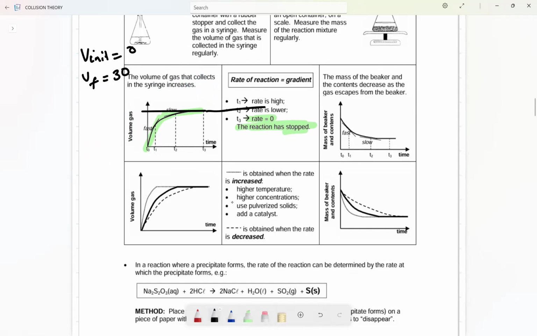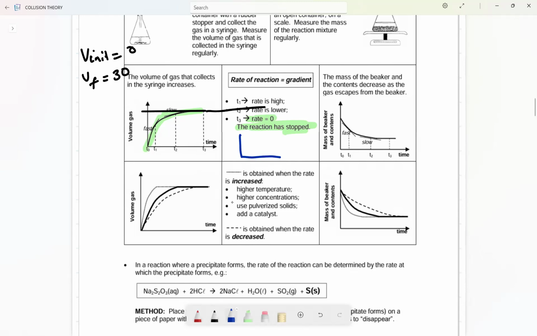Now, the one that I like the most is this one. Let's use the black one as the original. This is the original reaction. But now, the dotted one, this one here, that I'll do in blue, is when the reaction rate is higher. Why am I saying the reaction is higher there? Because the gradient is steep.